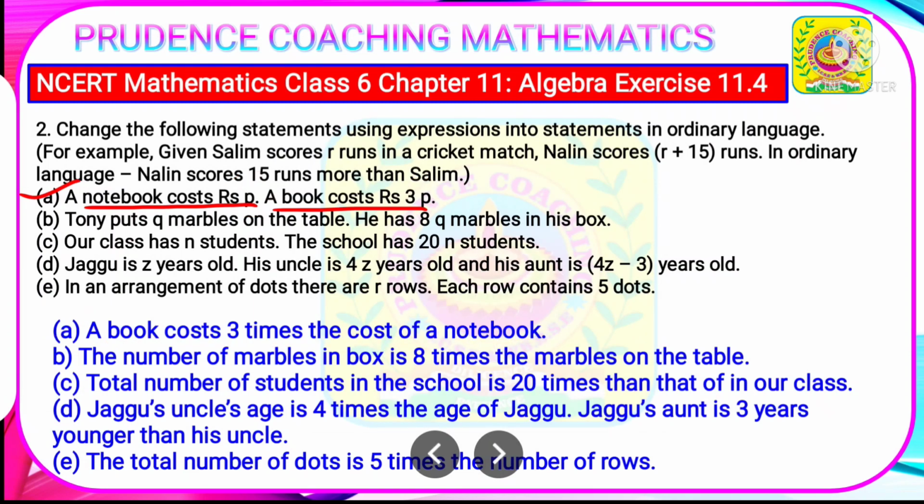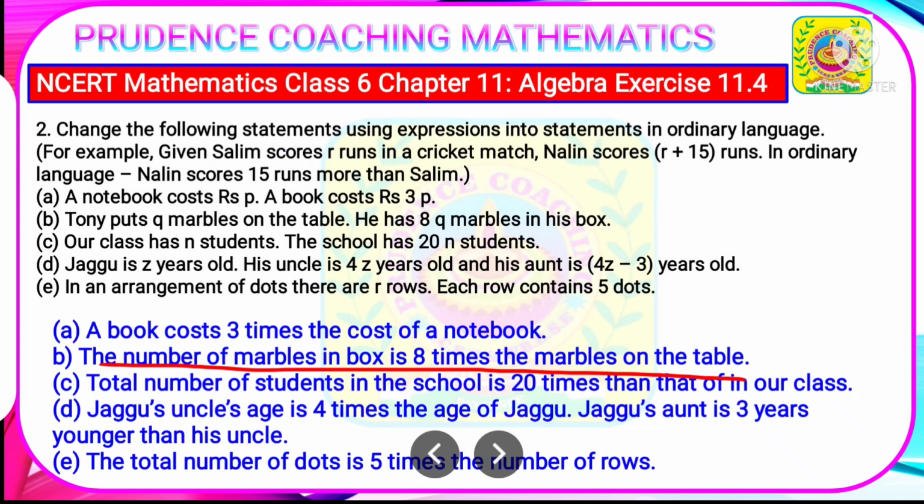Next one, number B. Tony puts Q marbles on the table. So how many marbles are there on the table? Q. He has 8Q marbles in his box. So how are you going to write this in ordinary language? You will just write: the number of marbles in the box is 8 times the marbles on the table. As on the table you have Q, and Q into 8 is 8Q. So we have written the number of marbles in the box is 8 times the marbles on the table.